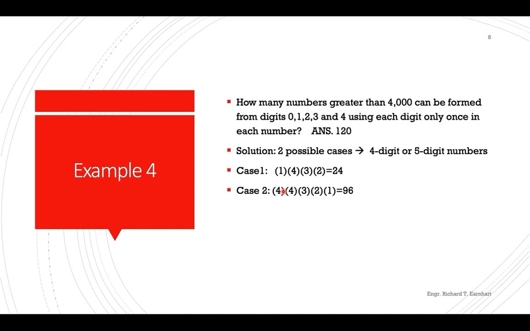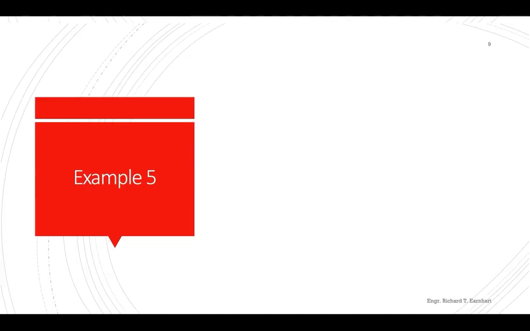Now, these two are mutually exclusive events. So when you have two mutually exclusive events, you count them separately, and then you add these two possibilities. So the total possible numbers greater than 4,000 is 120.